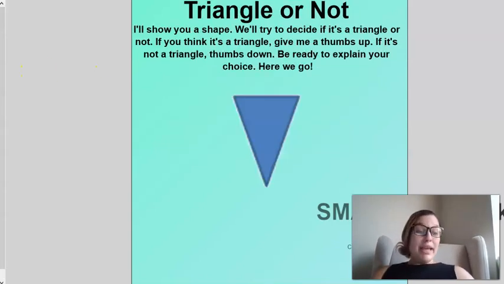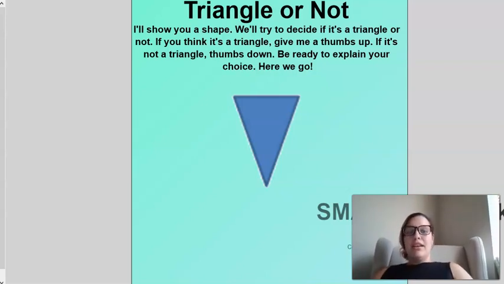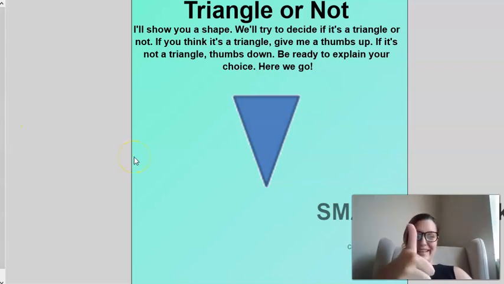We're going to play a quick game. It's called Triangle or Not, because we learned about triangles yesterday, and we learned that triangles have 3 sides, 3 points, and straight lines, and they're closed. So, if you think this is a triangle, give me a thumbs up. If you do not, give me a thumbs down. Is this a triangle? Yes, it is. Let's count our points quickly.